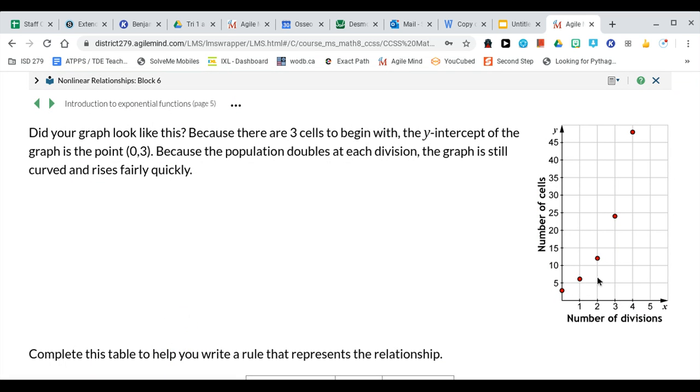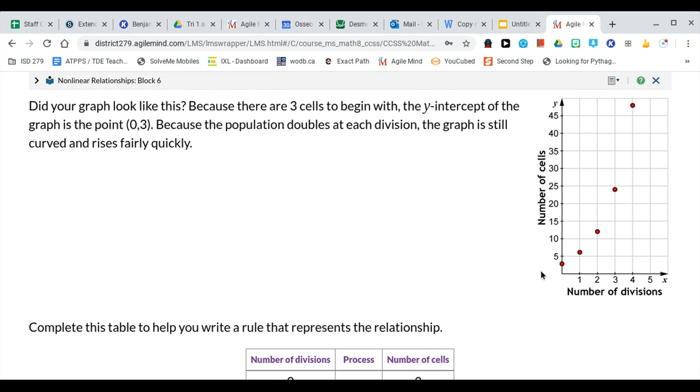Did your graph look like this? Because there are 3 cells to begin with, the y-intercept of the graph is the point (0, 3). So where we start is the y-intercept. Where we begin is our b. Because the population doubles at each division, the graph is still curved and rises fairly quickly.